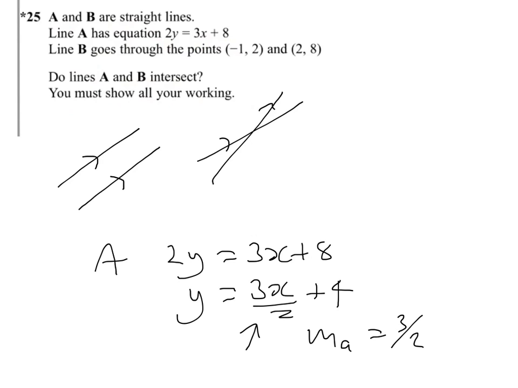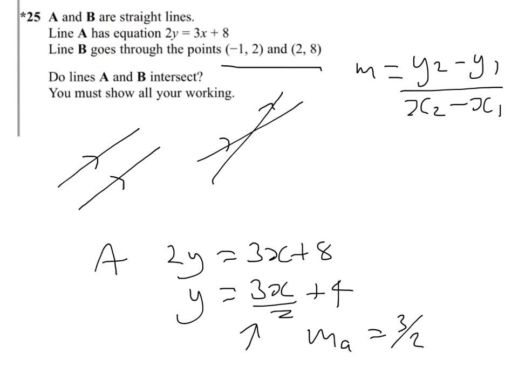Now, if we go to our second line, we've been given the 2 points. The gradient of 2 points has the formula: take the second y value, subtract the first y value from the coordinates given, and divide that by the second x value, subtract the first x value. And that will give us the gradient of B. So m_B will equal, well, y2 is 8 and y1 is 2, so it's 8 subtract 2, divided by 2, that's the second x value, subtract minus 1.